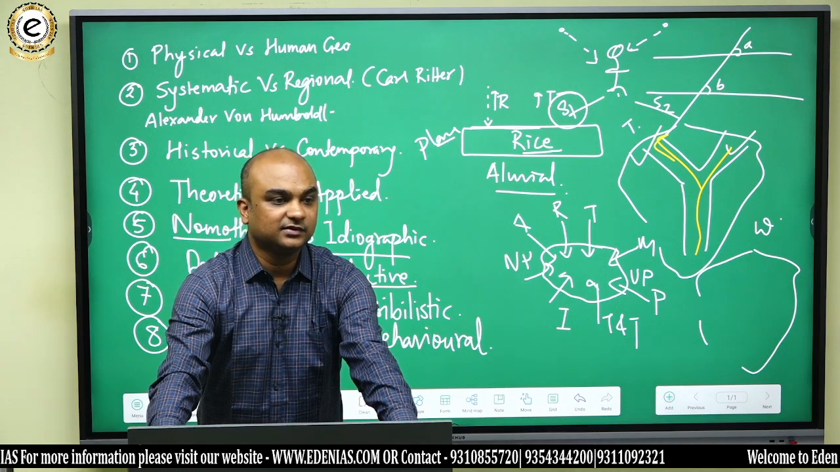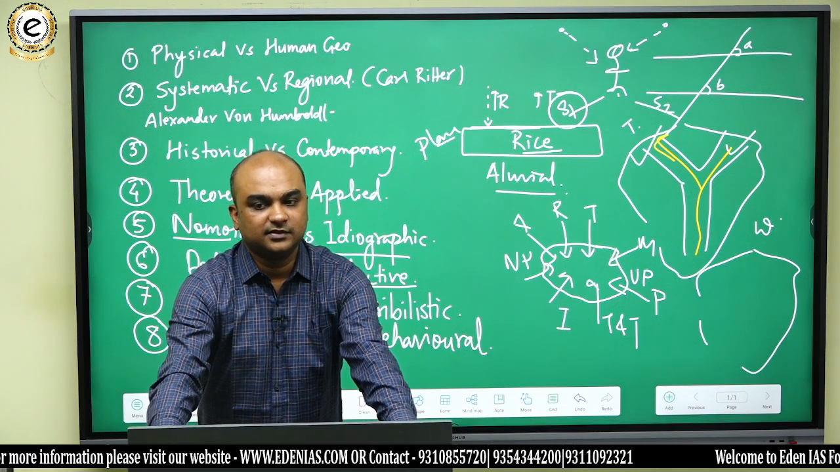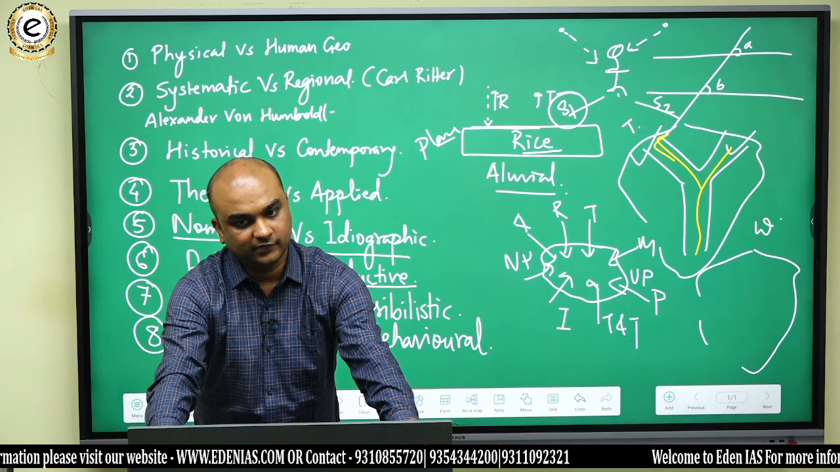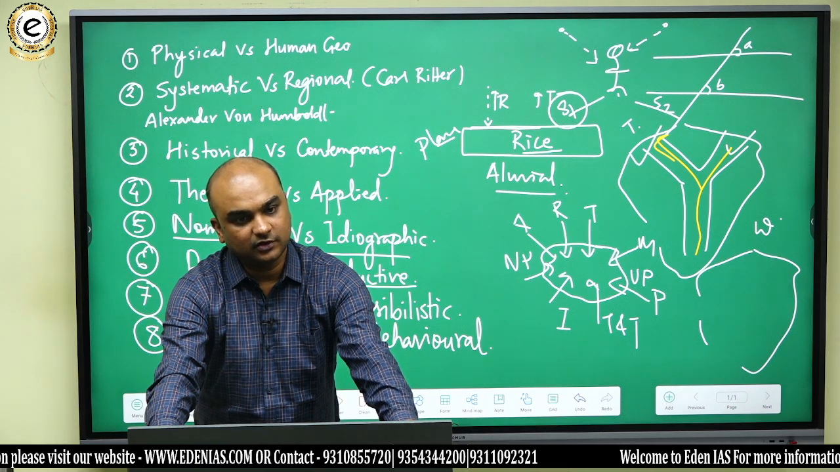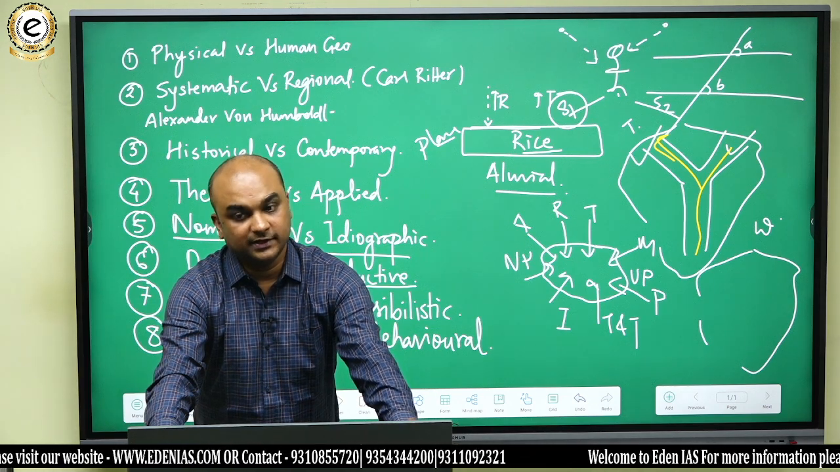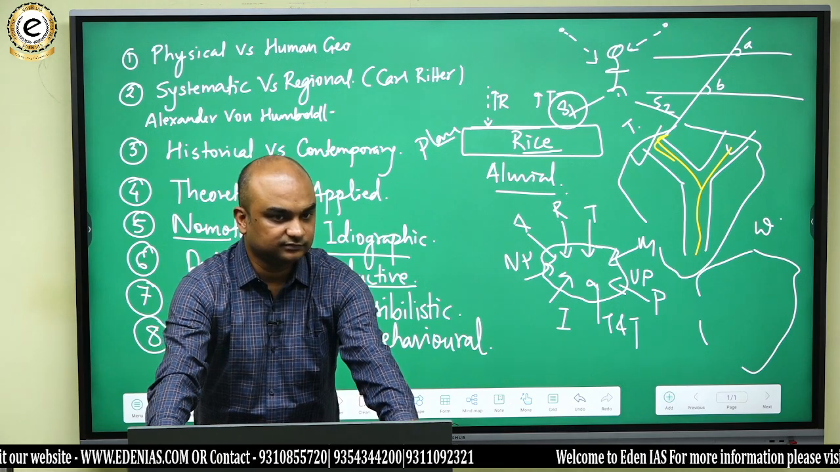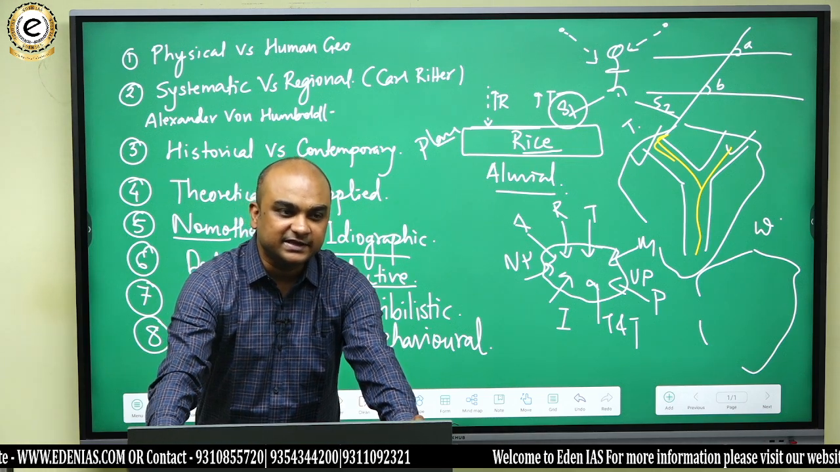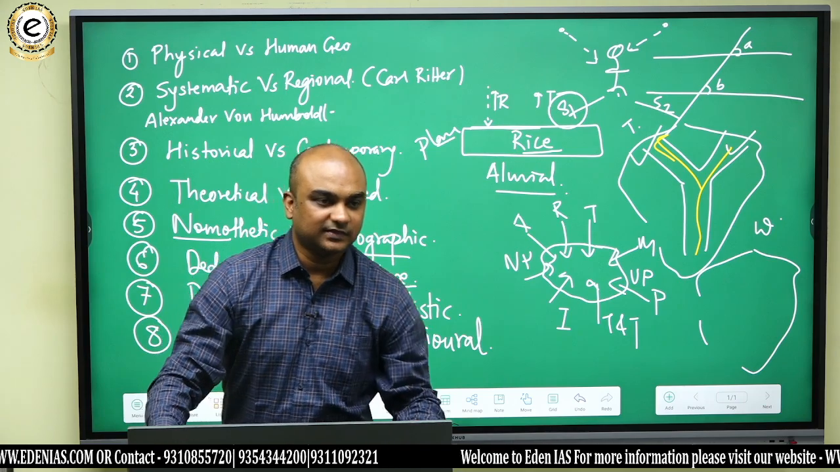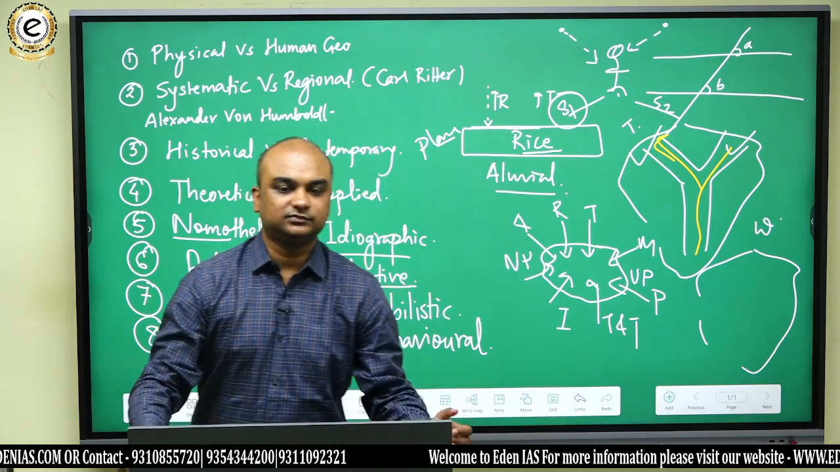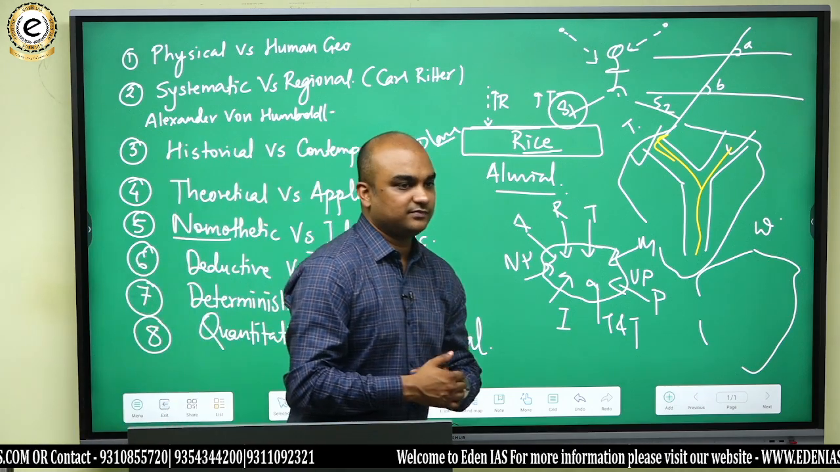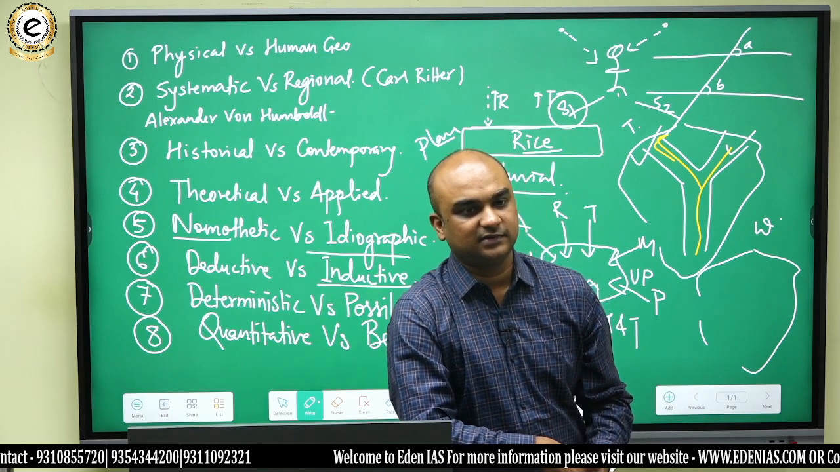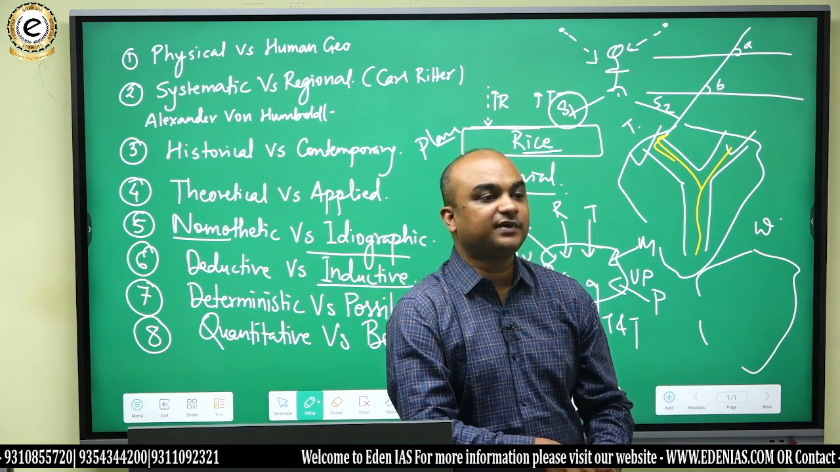For example, the representation of Himalayas, put a comma, as they exist now, put a comma again, over a map is a contemporary map.